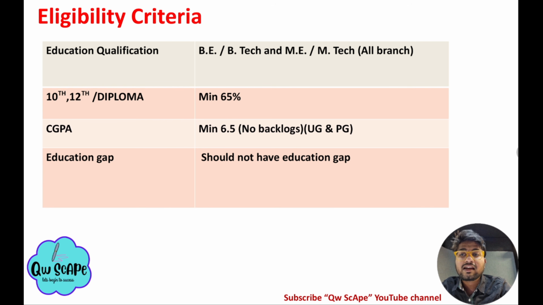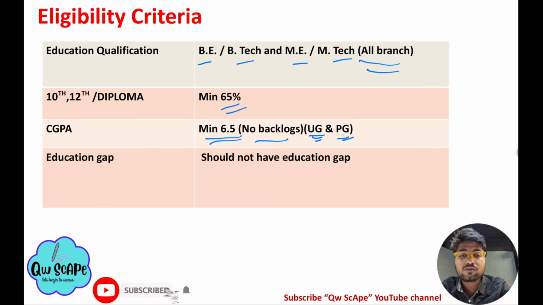Now let's move on to eligibility criteria. You should be pursuing your BTech or ME, MTech, okay? All branches are eligible, and you should have minimum 65 percentage in 10th and 12th, and a CGPA of minimum 6.5 with no backlog. Either a standing backlog or a past backlog, backlog is not at all allowed. And if you are a PG student, then in both your UG and PG you should have minimum 6.5 CGPA, okay? And you should not have any education gap in your academics or in your career, okay?